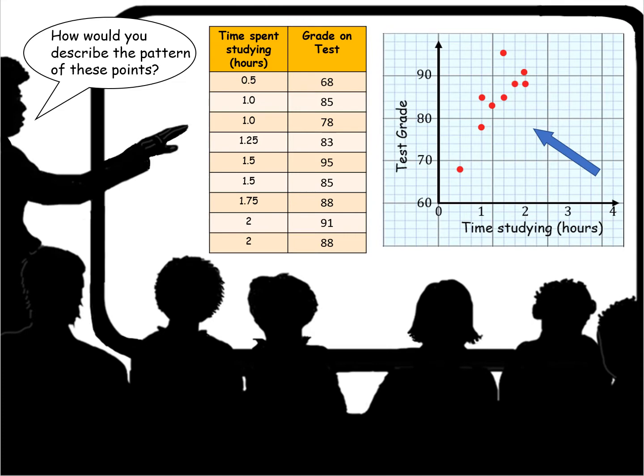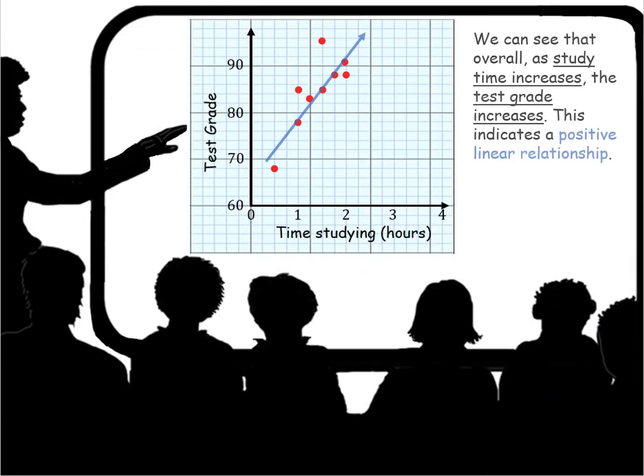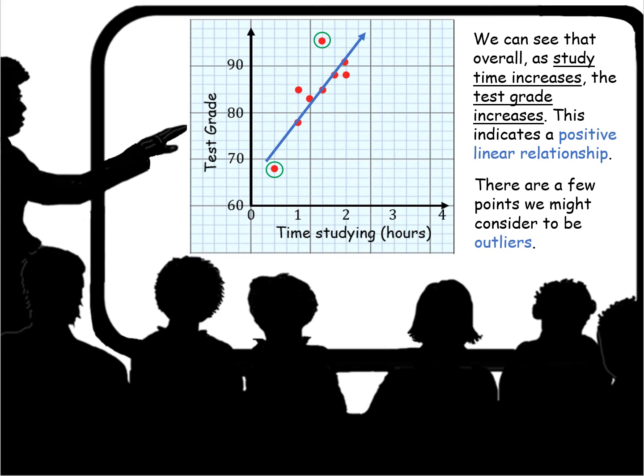Well, what you need to be thinking to yourself, when you look at the graph, is as you're moving along the x-axis, what's happening along the y-axis? As we look here, it appears, for the most part, that as we move up in the amount of time that we spend studying, the grade on the test does appear to increase. So overall, as study time increases, the test grade increases. This indicates a positive linear relationship.